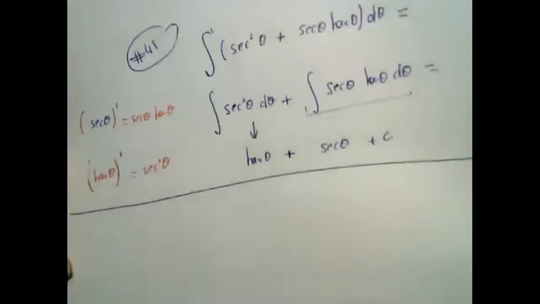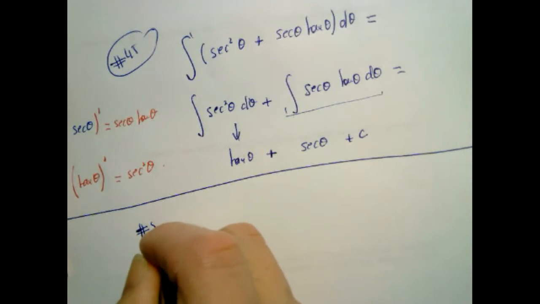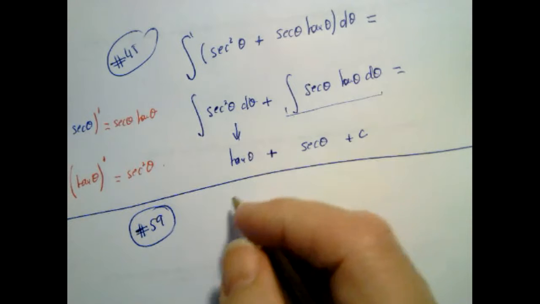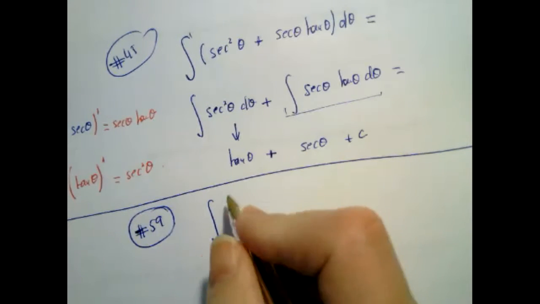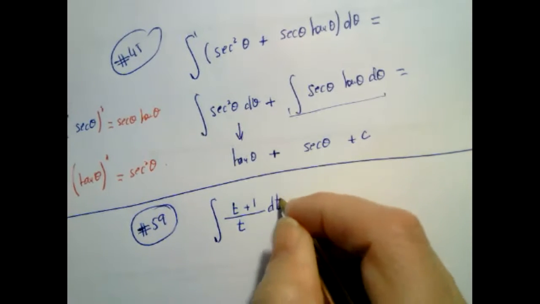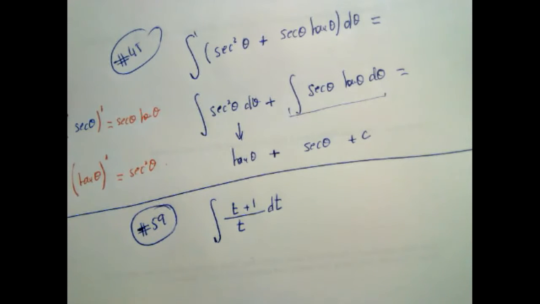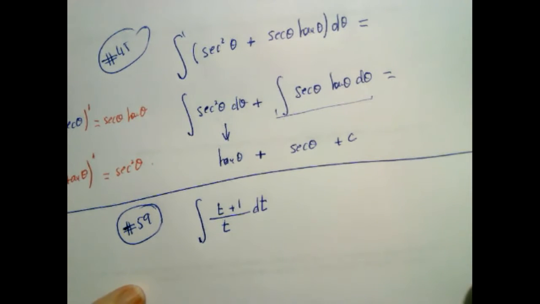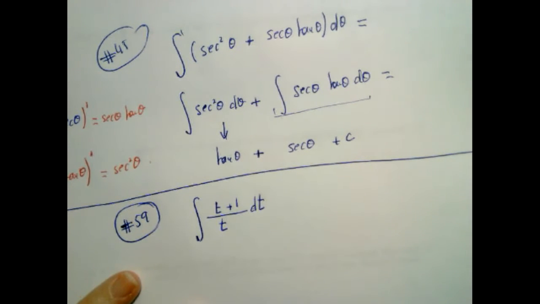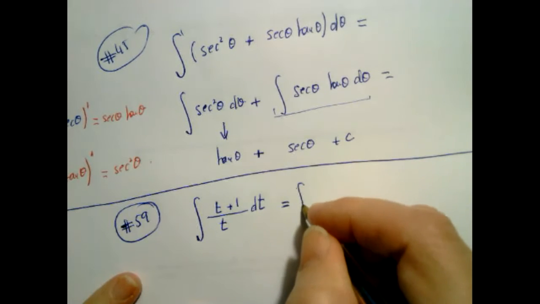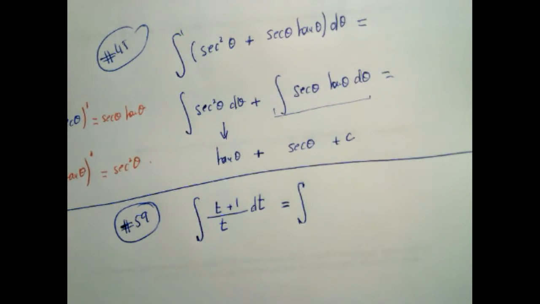All right, now we look at number 59. That's the antiderivative of t plus 1 over t, dt. Here I have one function divided by another, so there is no rule for that. We have to manipulate this and rewrite it in a format where we can find the antiderivative. There is no other way out. So how can I rewrite this so I can find some antiderivative?